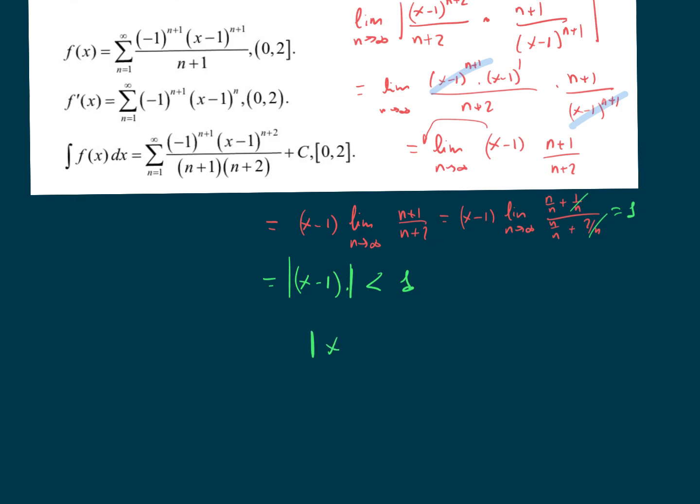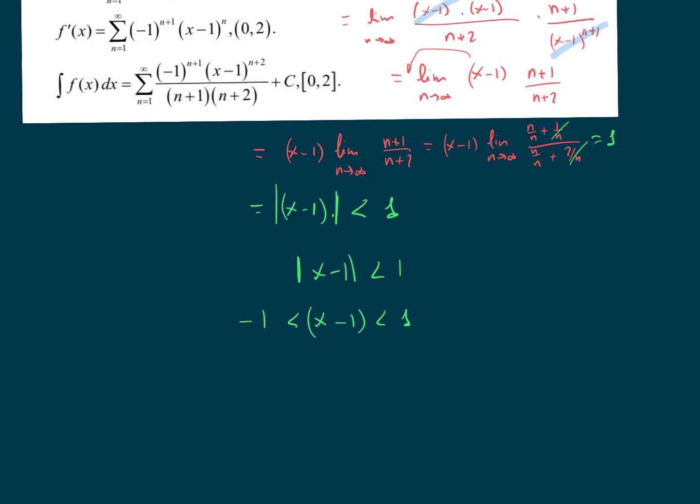So |x − 1| < 1 means that x − 1 is smaller than 1 and bigger than −1. Or in other words, x is smaller than 2 and bigger than 0. So the interval of convergence is between 0 and 2, but we are not sure about the endpoints.